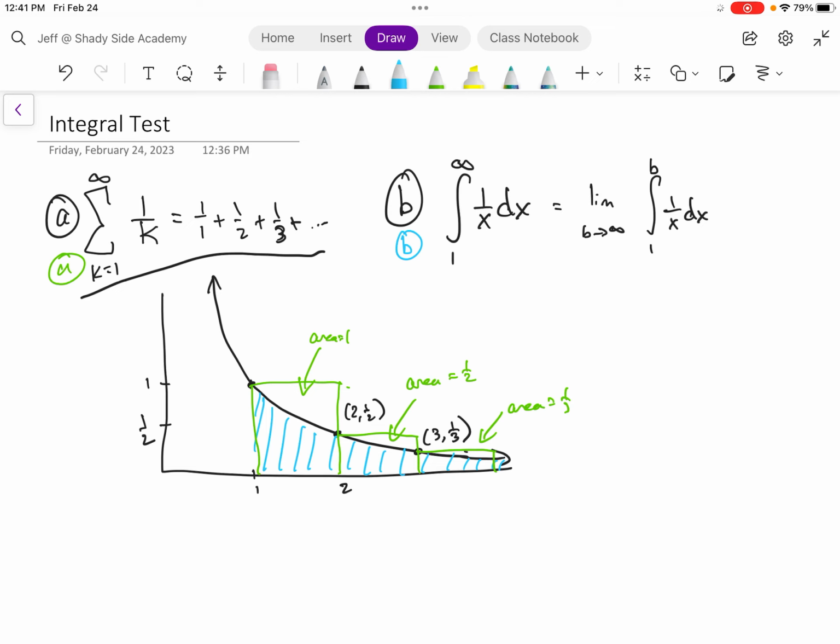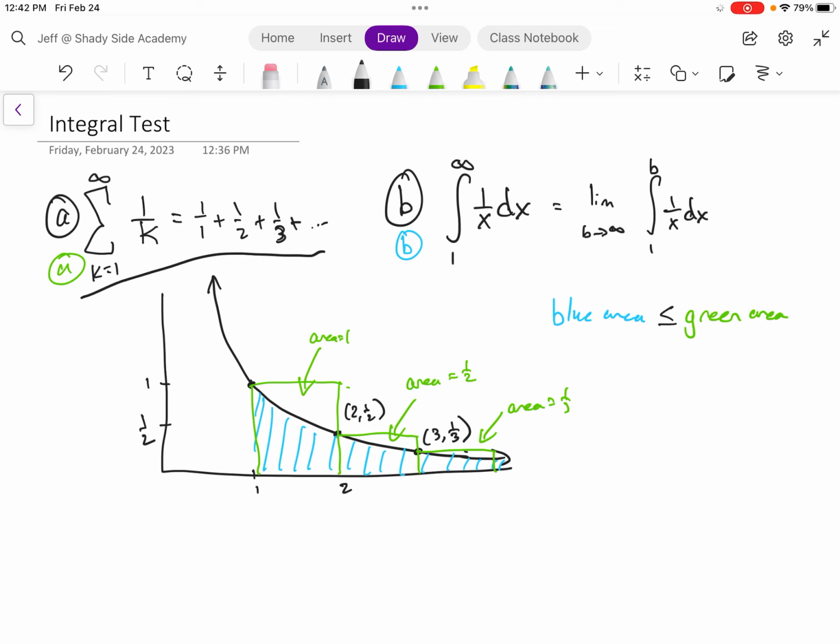And we could also establish that the blue area and the green area are related. For this instance, the blue area is going to be less than or equal to the green area. But it turns out that we can sort of finagle our way around that, and that doesn't actually really matter.